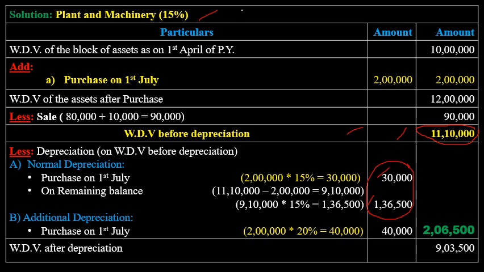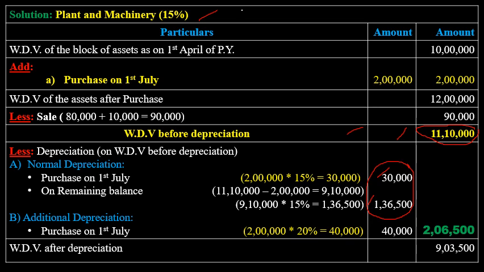See, here in this case, even if you directly calculate 11 lakh 10,000 into 15%, you are going to get 1 lakh 66,500. So whenever any asset, even if it was purchased in the previous year, was used for more than 180 days, then you can calculate together with the remaining value of the assets. You have to calculate the depreciation separately whenever it was used for less than 180 days. Here I have calculated separately for easy calculation.